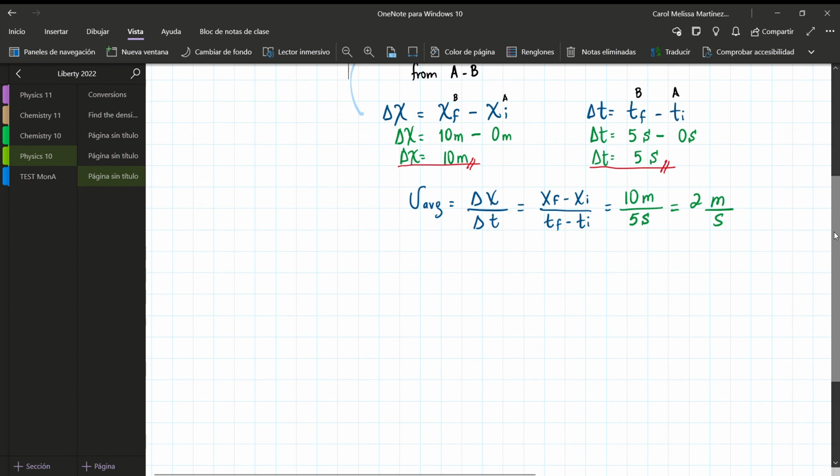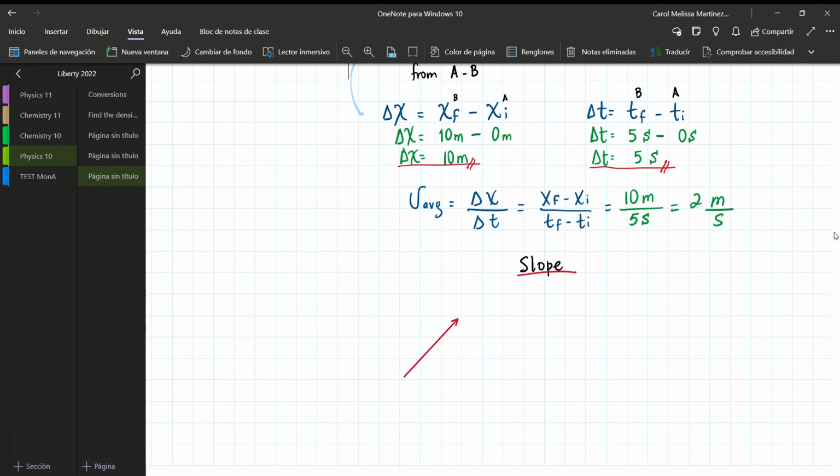This formula for average velocity comes from the slope. I don't know if you remember this topic in math, but it comes from the slope definition. In the slope, we're going to have 3 kinds. We're going to have a positive slope, a zero slope, and a negative slope. This is going to be positive, this is going to be 0, and this is going to be negative.